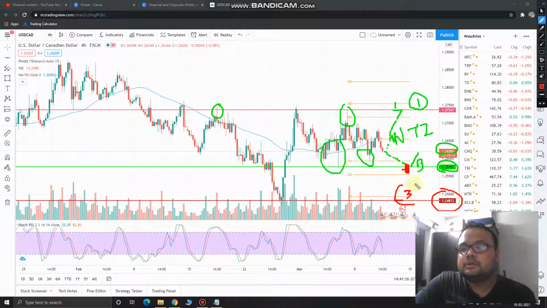So this is the strategy that you can follow for US dollar Canadian dollar for 10th March. Right now market is in no trading zone, so just wait for the market to hit either this level or this level. Once it reaches our desired levels, then you can follow the strategy accordingly.